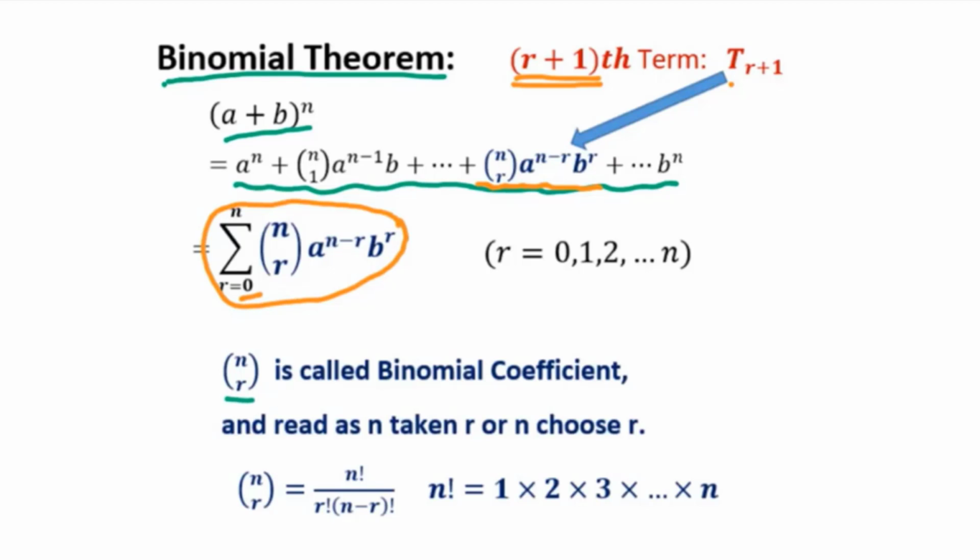This symbol is called a binomial coefficient. Basically, that's a combination, read as n taken r or n choose r. It can be written as n choose r. n choose r equals n factorial over r factorial times (n minus r) factorial. n factorial equals 1 times 2 times 3, keep going until times n.